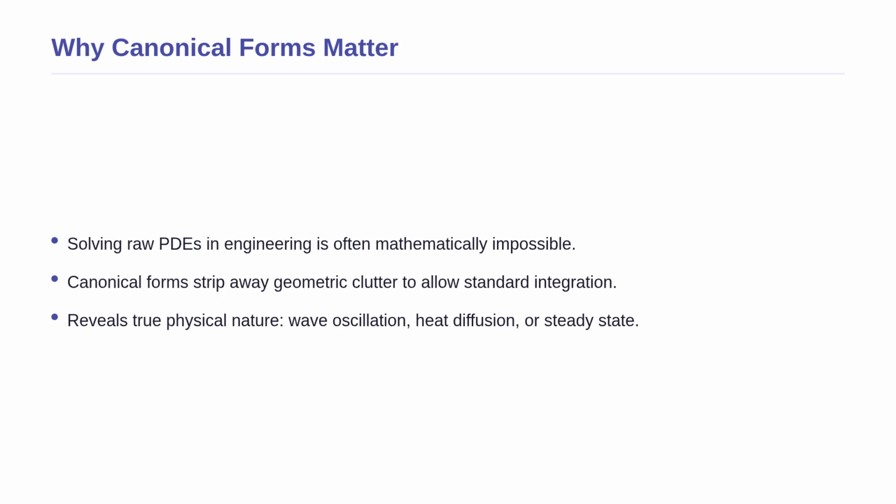You might be wondering why this entire process matters in the real world. The truth is, solving raw partial differential equations is often mathematically impossible. When engineers model the stress on an airplane wing, the vibration of a bridge, or heat distribution in an engine, the raw physics equations are incredibly messy. By reducing them to canonical form, mathematicians strip away the geometric clutter. This allows us to apply standard integration techniques and reveals the true physical nature of the system, proving definitively whether it will oscillate, diffuse, or settle.